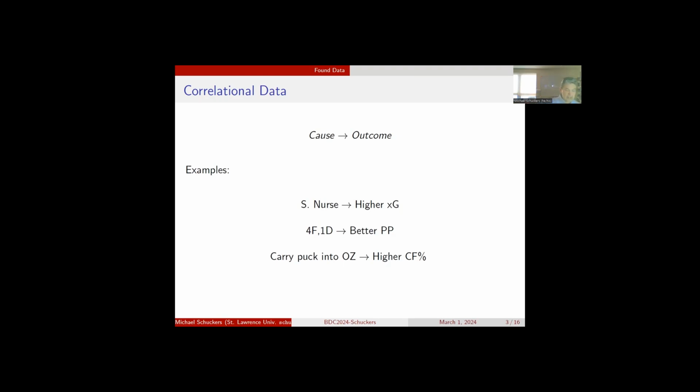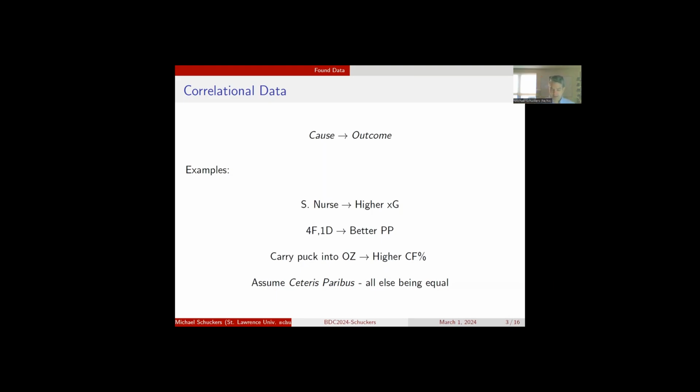And for this year's Big Data Cup, you're working with special teams, or you're working with zone entries and zone exits. And so some of these outcomes are appropriate there. A lot of this assumes that all else is being equal. So when we look at the 4 forwards and 1D, we're maybe assuming that the quality of 3 forwards and 2D is the same.